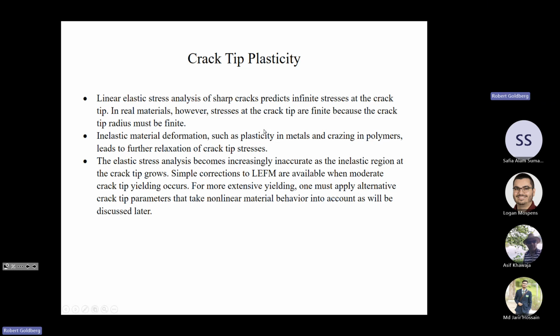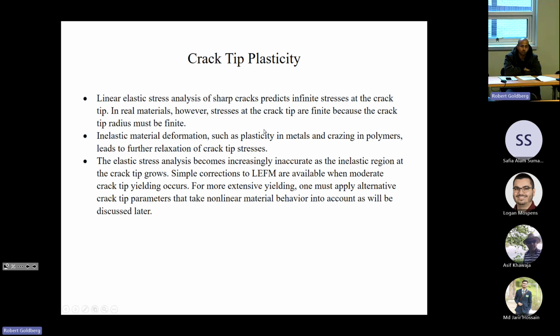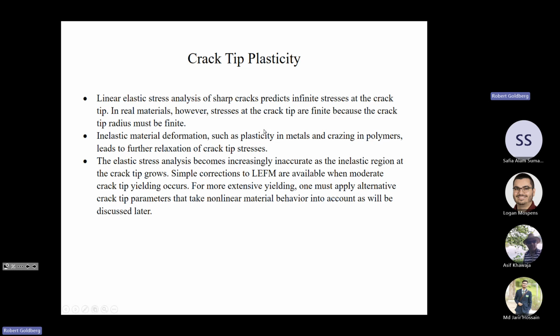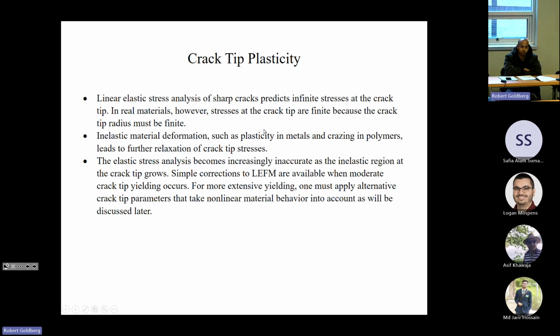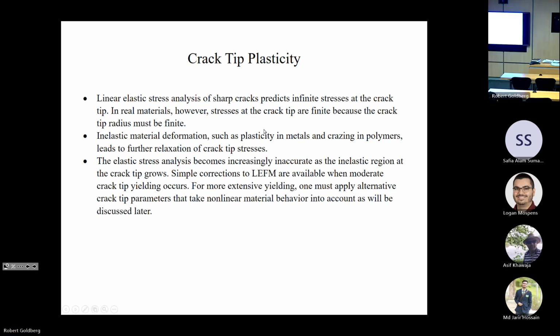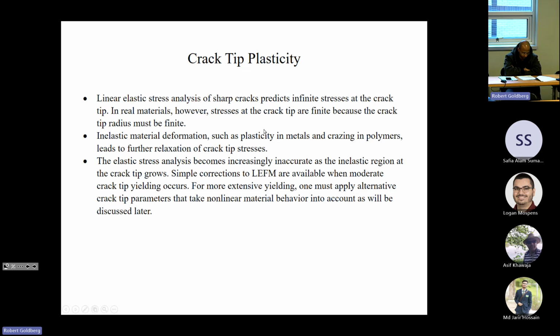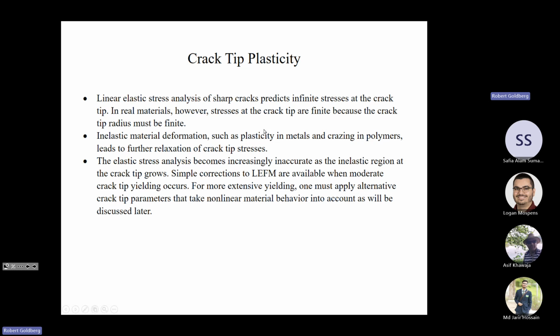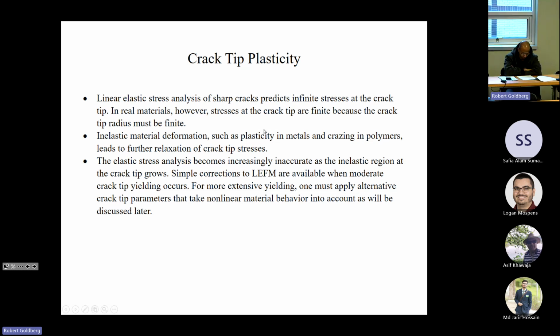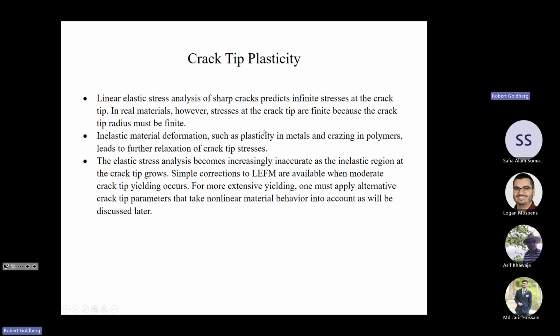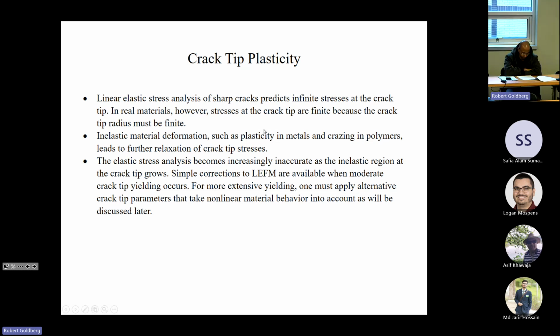Now, here we're going to talk about some simple corrections to linear elastic fracture mechanics that are available when moderate crack tip yielding occurs. Moderate obviously being a judgment call. For more extensive yielding, when you start getting not so moderate amounts of plasticity, you have to apply alternative crack tip parameters that take nonlinear material behavior into account. And we'll start talking about that when we talk about elastic plastic fracture mechanics, in the not horribly distant future.